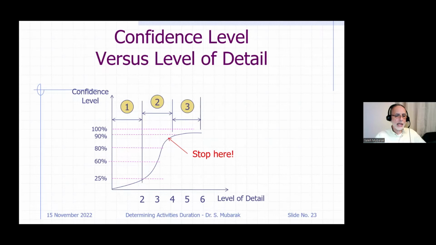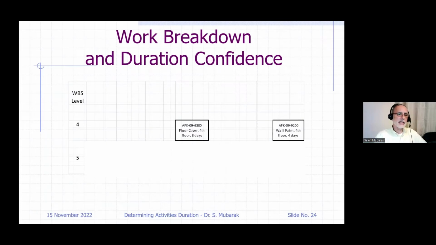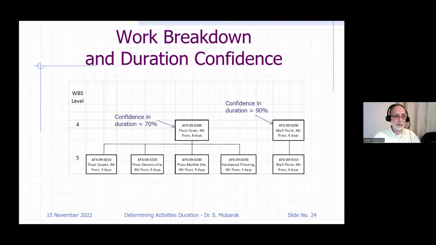Break it down when you have low confidence in the duration. I'll explain that in this slide. Now at WBS, work breakdown structure, level 4, you have two activities. Flooring, floor covering, takes 8 days, and wall paint takes 4 days. However, you have high confidence in the duration for the wall paint because it's homogeneous, it's the same, and you have lower confidence in the flooring, only 70%, because it's composed of different types of flooring. So at level 5, I would keep the wall paint as one activity, and I would break the floor cover into components, each of which is homogeneous within. And then my confidence goes up.